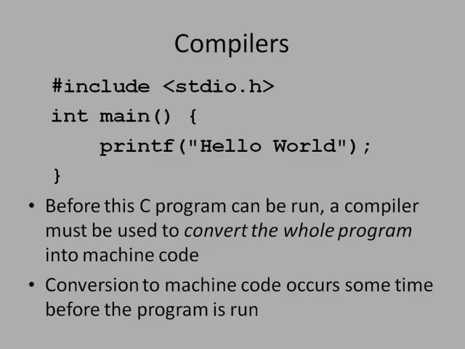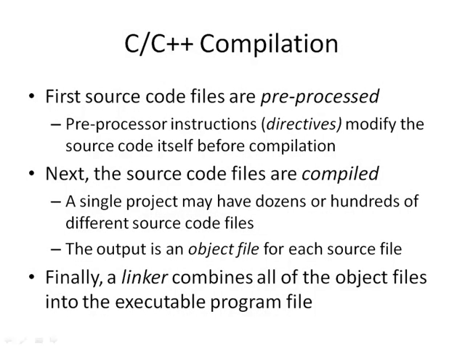So after the preprocessor has done its job, and there can also be commands inside the preprocessor to switch different bits of source code on and off, for example. Once that's done, the source code files are compiled. And a single project may have dozens or hundreds of different source code files that all make up one project.